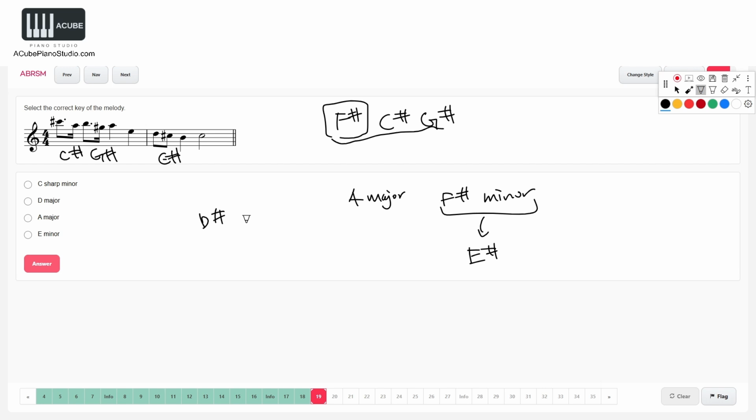There's also no D sharp here. Is there any B note? If there's a B note, the 7th note of C sharp minor should be sharpened, but this B is not sharpened, so it's unlikely to be C sharp minor. E minor only has F sharp. The sharpened 7th note is D sharp, so it's not correct too. So from here, we know that the answer is basically just A major.